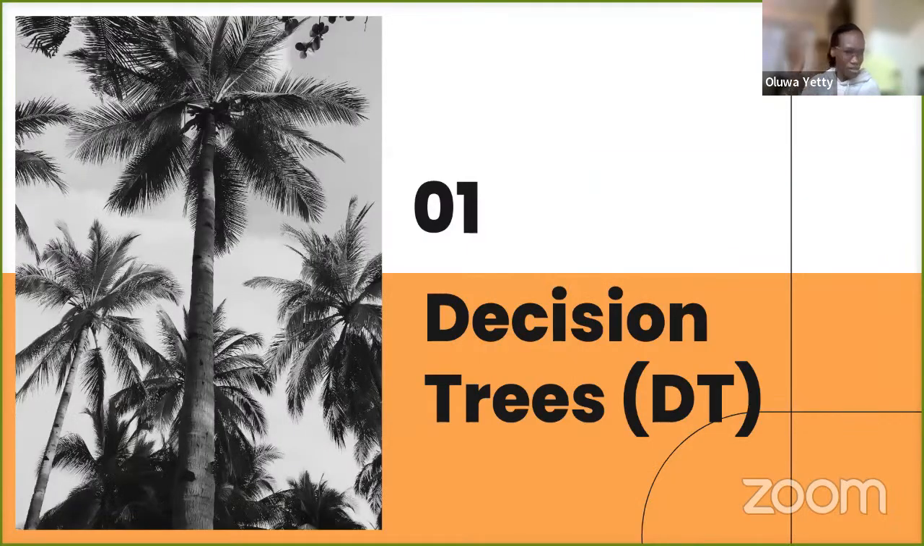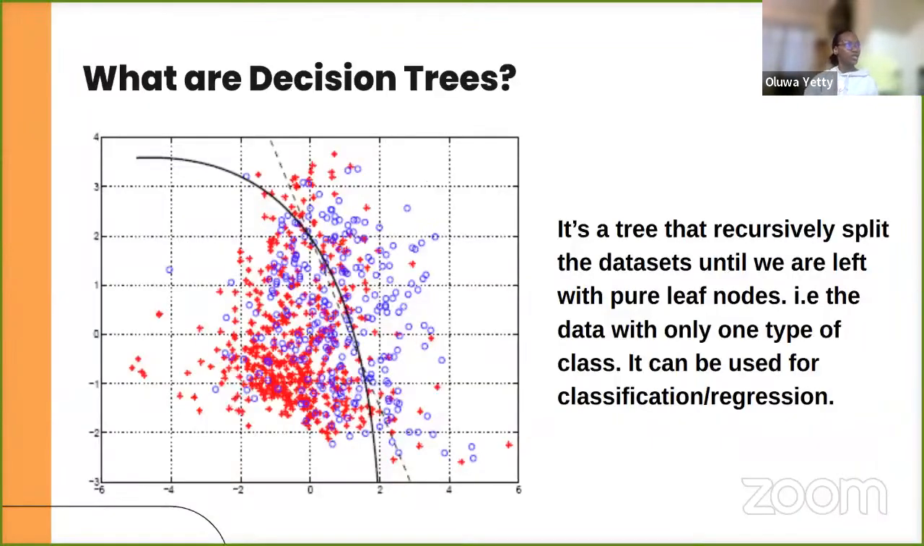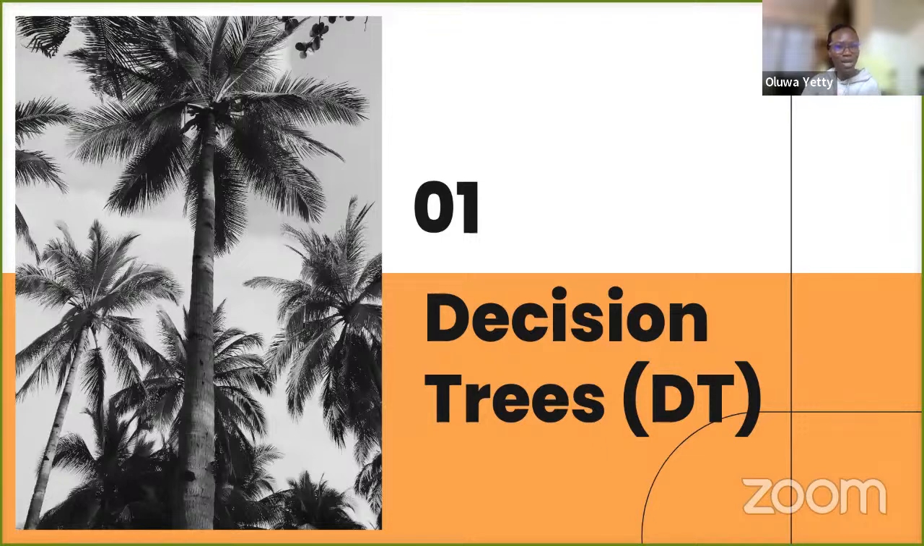What I've just done is explain what the data set looks like. So what are decision trees? I'm going to start from what a typical tree is, so that you understand why we call them decision trees.